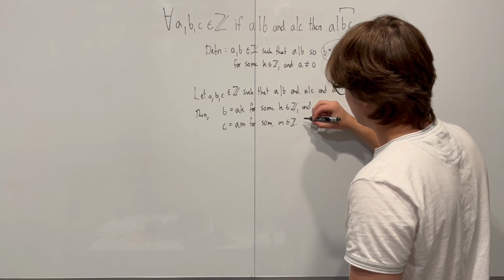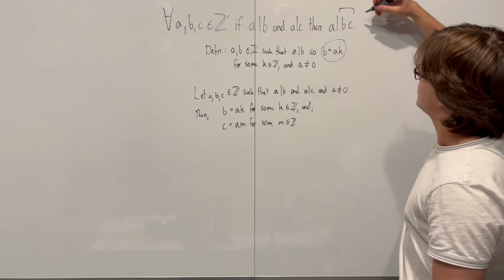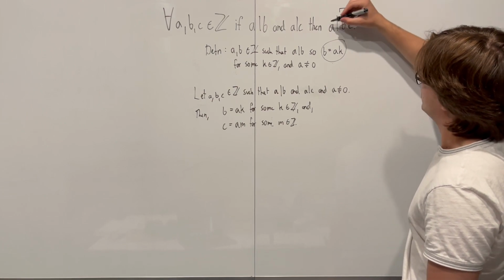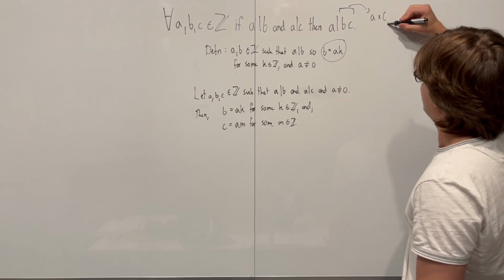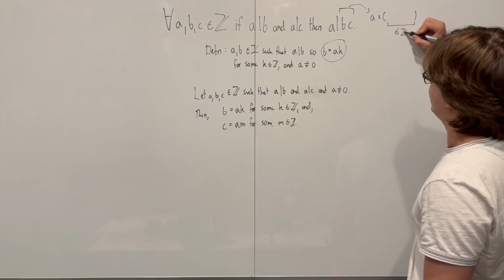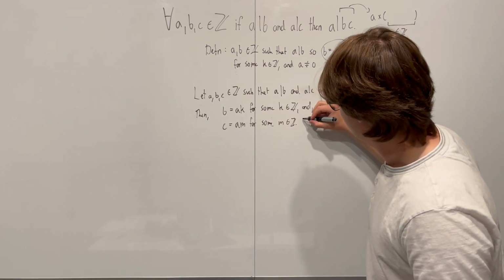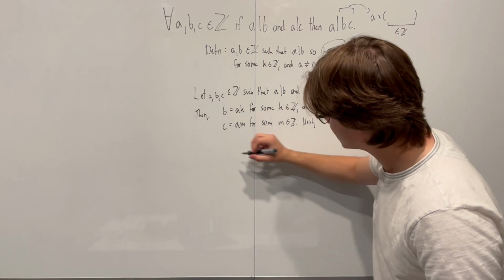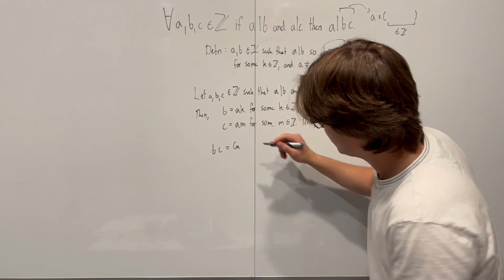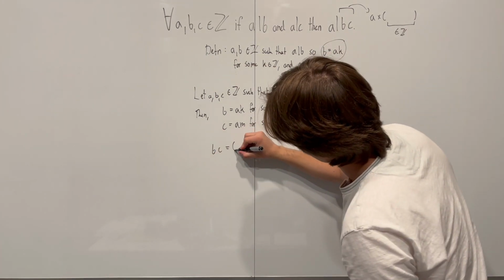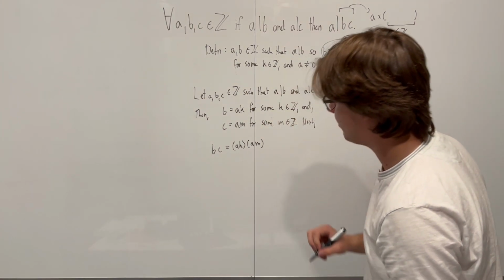So anyways, now we can start to unpack our definition. We're going to try and get what's on the right to look like what's on the left, which in this case is a, multiplied by something in a huge bracket where what's in this bracket has to be an integer. That's what we're going to try and get. So let's start by writing down next b times c is the same as saying a times k multiplied by a times m.